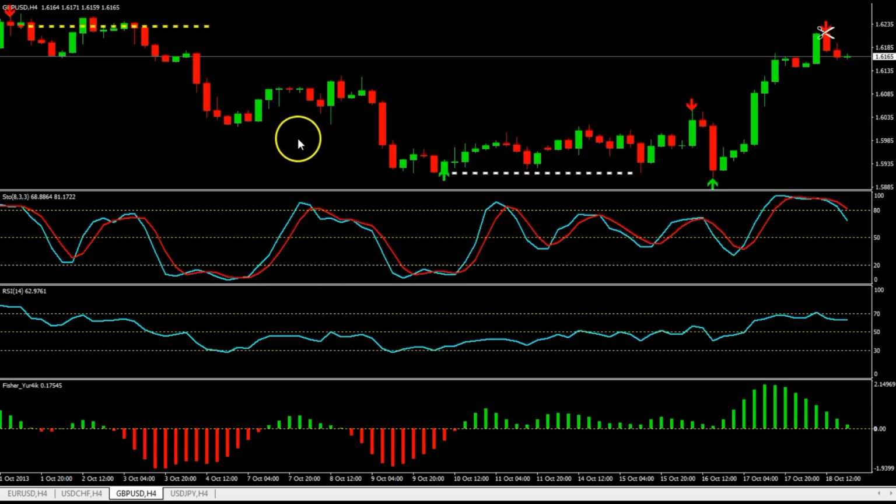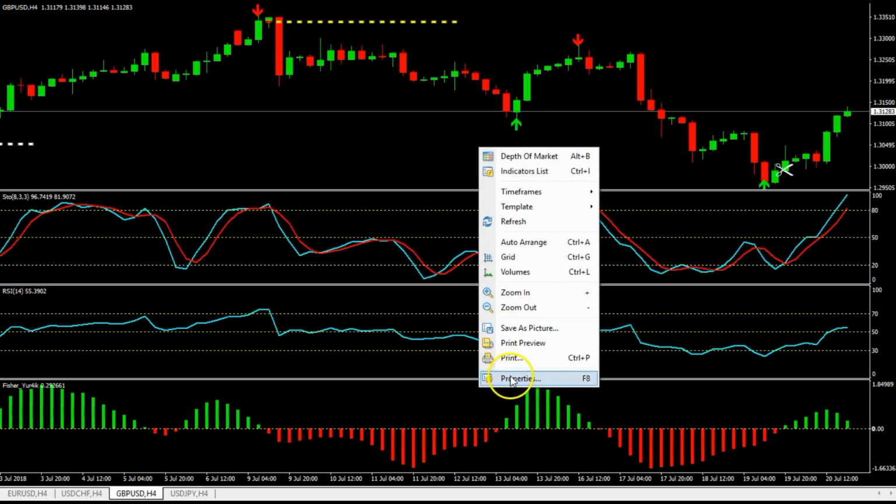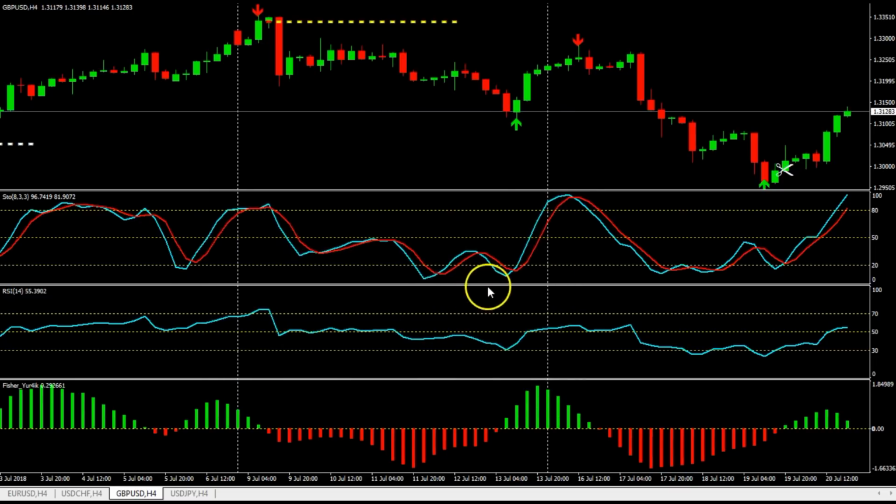The first thing I do is right click on the chart and go to properties, and from here we select show period separators and then click OK. Now here you can see the period separators. This is the start of the week and this is the end of the week, and so is the start of the next week, and it will show here on Sunday. Today being Saturday, it is not showing here.